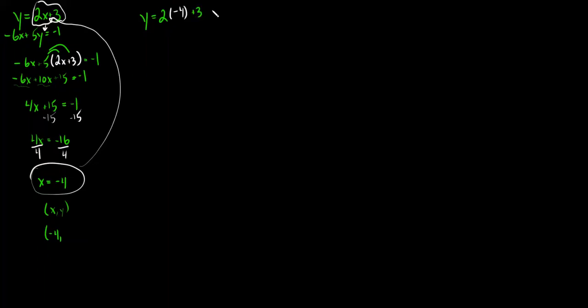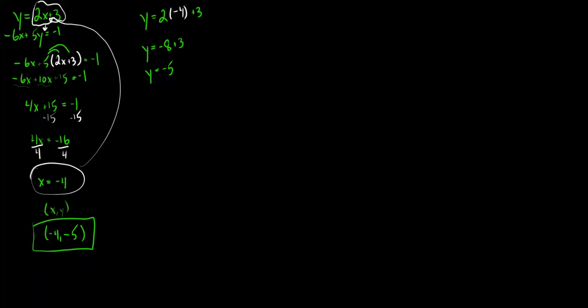Plus 3. Okay, so x was negative 4. So y equals 2 times x, which is negative 4, plus 3. That's going to get us y is equal to negative 8 plus 3, which gets us y is negative 5, okay? So our answer is going to be the point at which they intersect, and the point at which the two graphs intersect is the point negative 4, negative 5. So this is going to be our answer, okay?